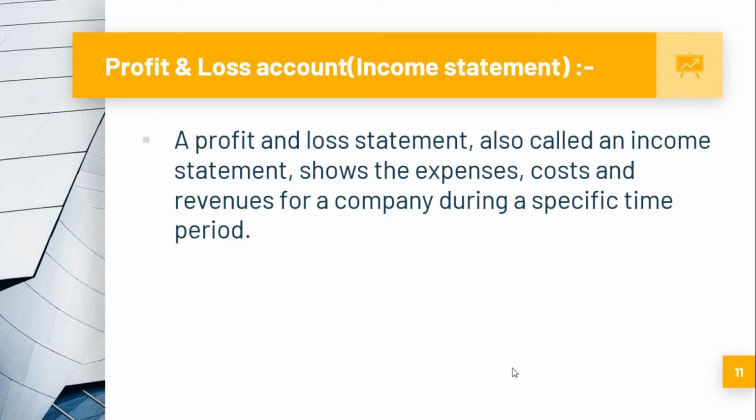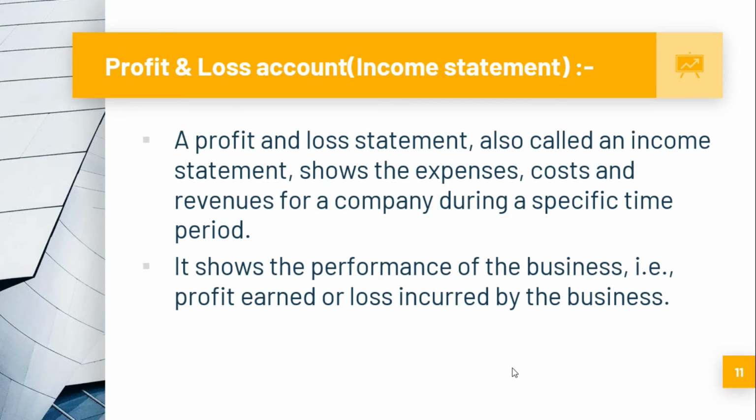In a profit and loss account, one side you have the expenses and on the other side you have the revenue. On the expenses side, you will have all the expenses and costs which have incurred for the company during the specific time period. And on the revenue side, you will have all the revenue which you have got from your customers after doing the sales. It shows the performance of the business, that is, the profit earned or loss incurred by the business.